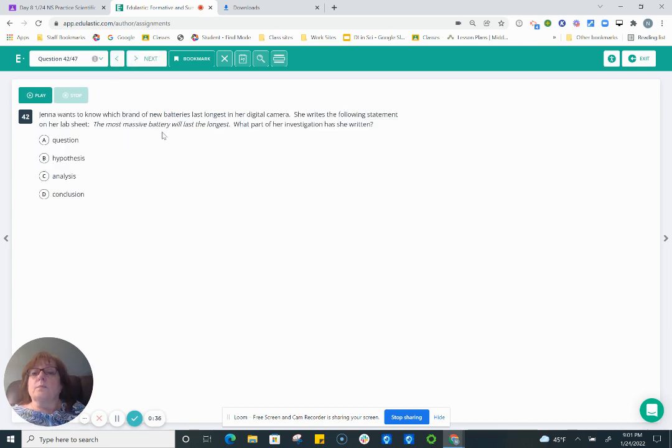Jenna wants to know which brand of new batteries lasts longer in her digital camera. She writes the following statement on her lab sheet: the most massive battery will last the longest. What part of her investigation has she written? She has not written a hypothesis. She's pretty much written a conclusion.